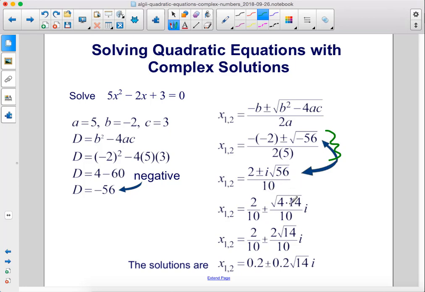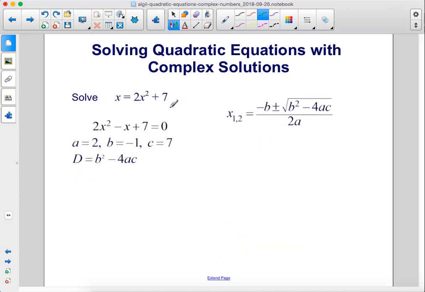We can actually break this 56 up into 4 times 14. The square root of 4 is 2, so we can bring that out front, giving us the solutions of 0.2 plus or minus 0.2 times the square root of 14 times i.